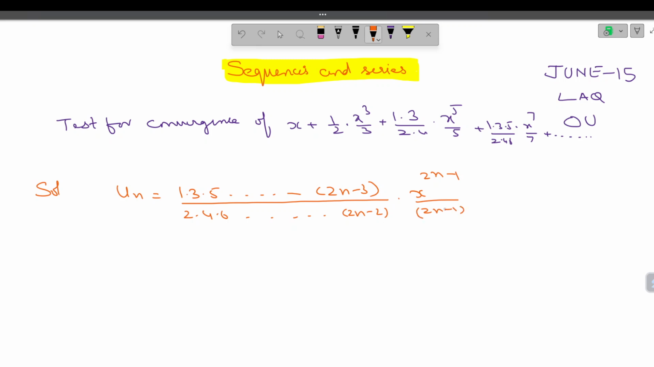This is our un. If this type of problems are there, generally we apply the D'Alembert test. So what the D'Alembert test says, if sigma un is a positive term series, then limit n tends to infinity, un by un plus 1 equal to L. If L is greater than 1, the series is convergent. If it is less than 1, divergent. L equal to 1, test fails. So here it is a long type question, so you have to apply two tests.